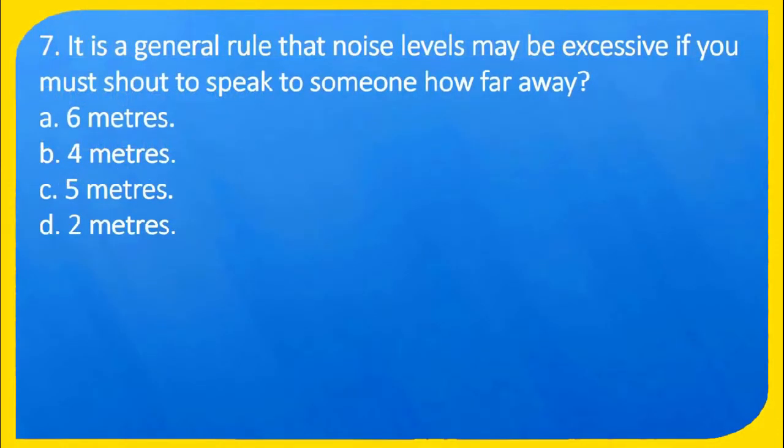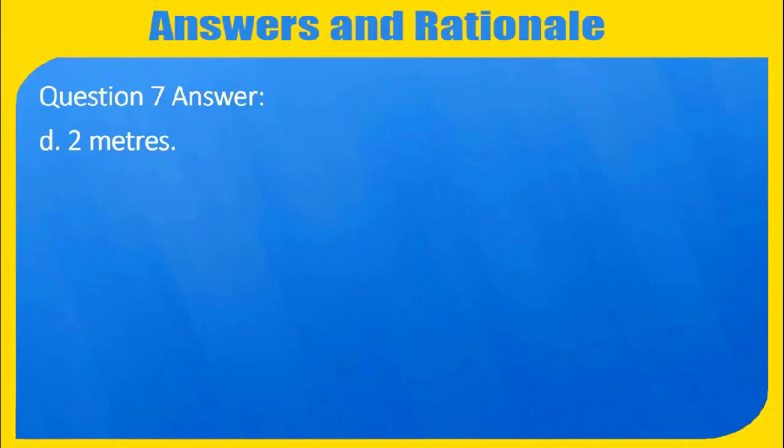Question 7. It is a general rule that noise levels may be excessive if you must shout to speak to someone. How far away? A. 6 meters. B. 4 meters. C. 5 meters. D. 2 meters. Question 7. Answer. D. 2 meters.